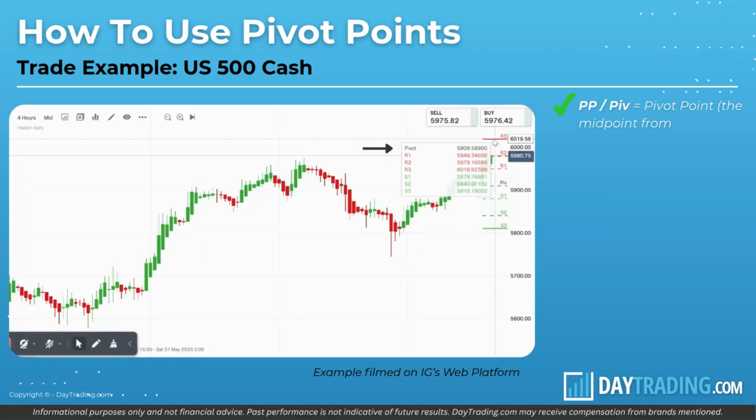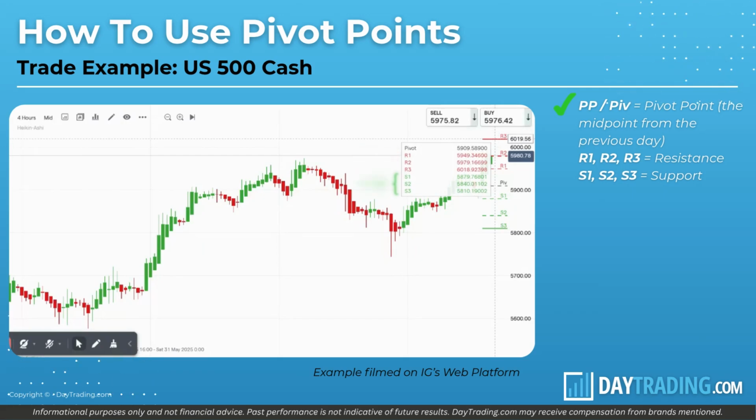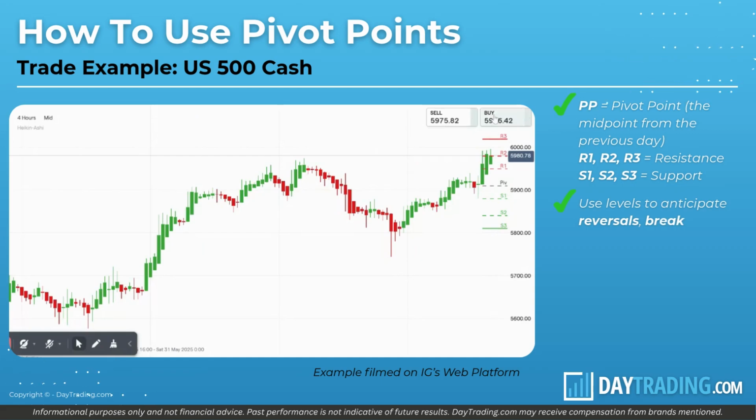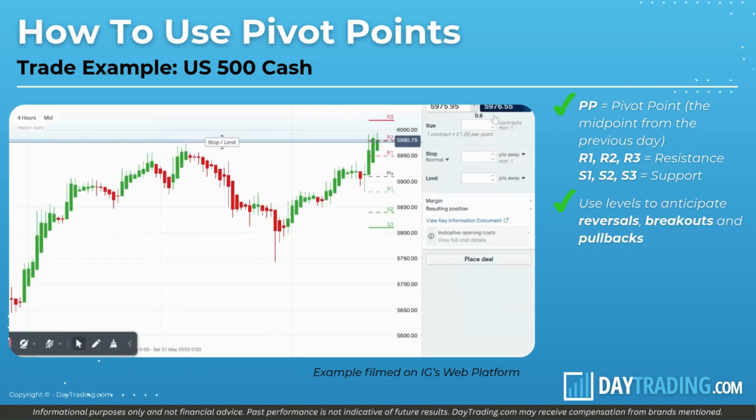PP is the pivot point, basically the midpoint from the previous day. R1, R2, and R3 are resistance levels, and S1, S2, and S3 are support levels. Traders use these levels to anticipate reversals, breakouts, and pullbacks. Price often reacts near R1 and S1, acting like invisible walls where momentum can stall or flip.